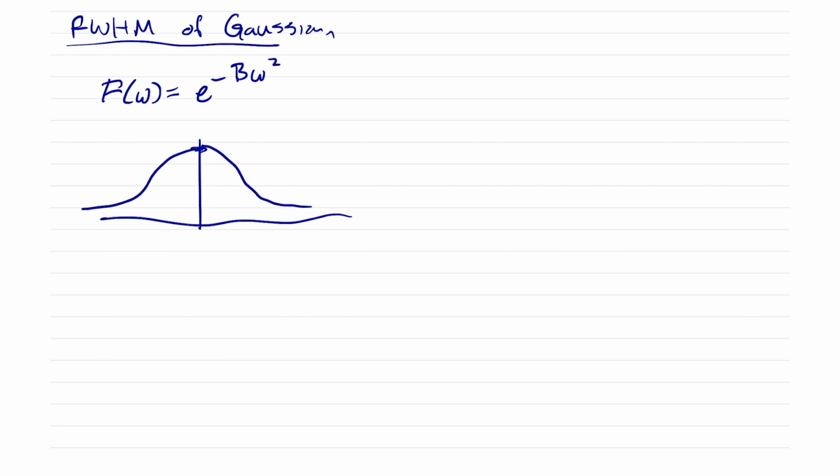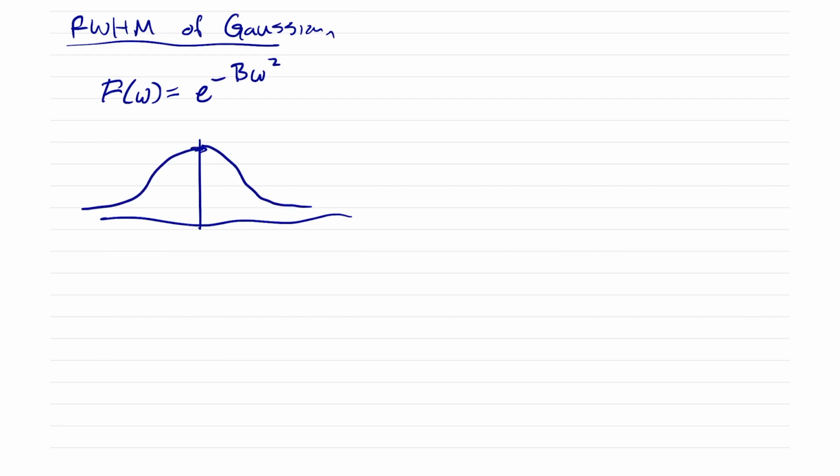And so the Gaussian itself is going to be given as this. f of w is equal to e to the minus b w squared. And we can go ahead and do that real quick. So if we go ahead and sketch this out, we're at 1, and it decreases down to this.